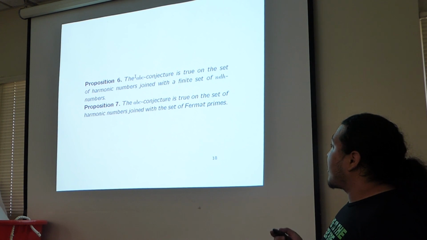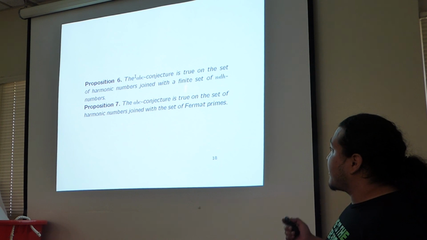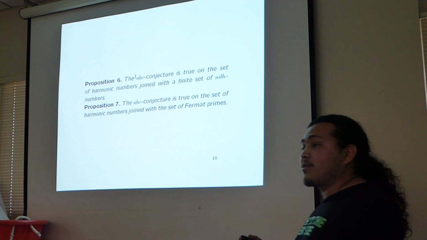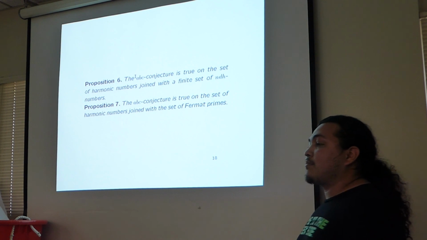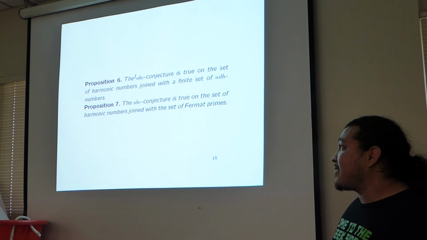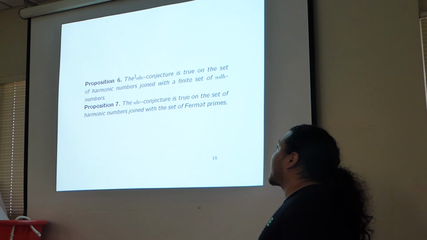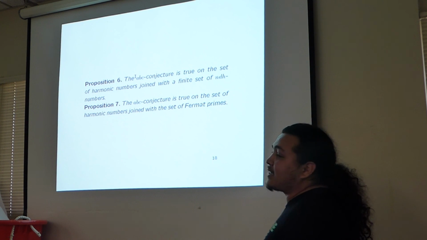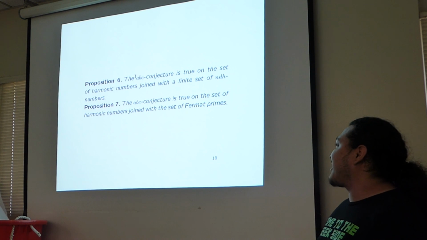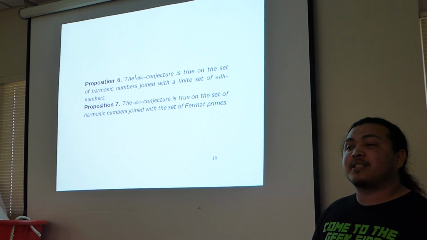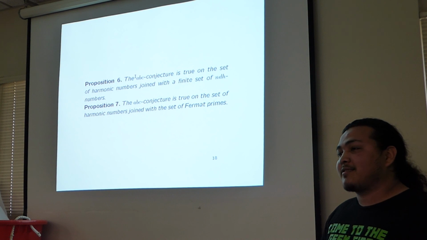And then we also joined it with a finite set of NDH numbers. So the ABC conjecture is true on the harmonic numbers joined with a finite set of NDH numbers. And then proposition 7 is the ABC conjecture is true on the set of harmonic numbers joined with the set of Fermat primes. And this was our money, right? We expanded the set of numbers that are true on the ABC conjecture. Okay, and that's it.